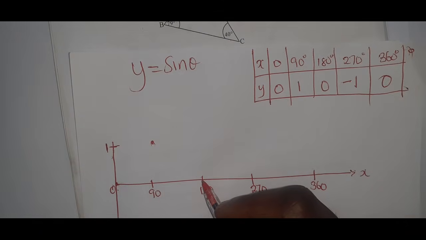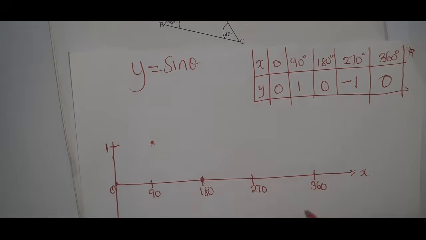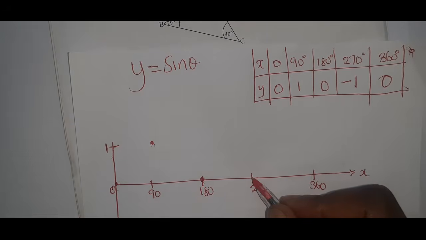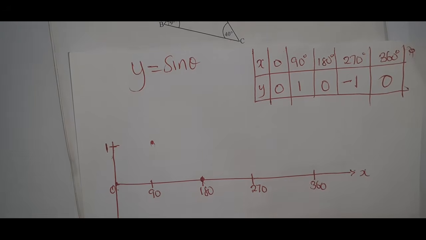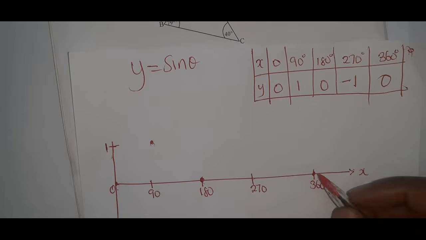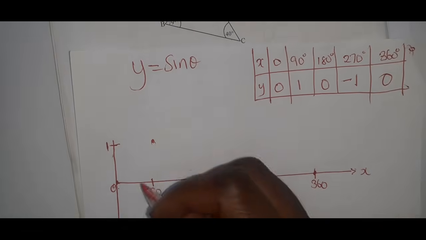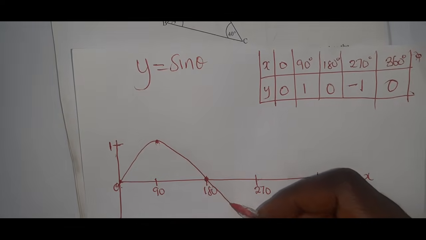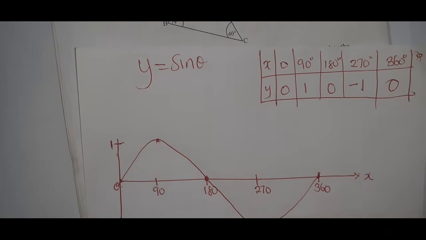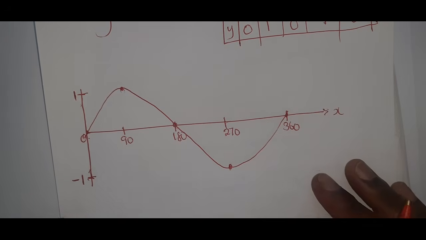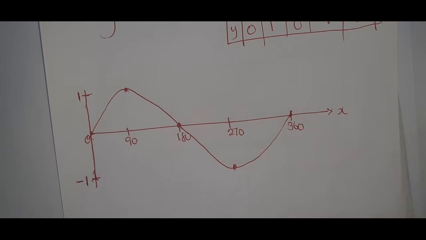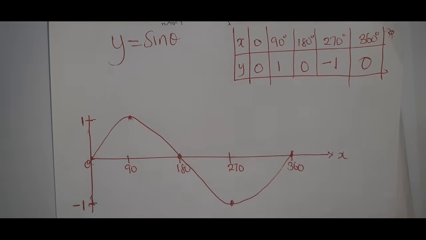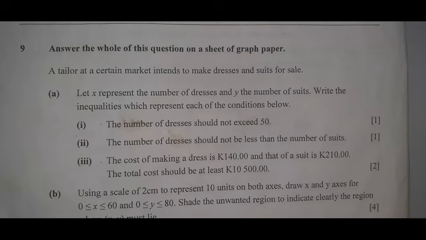Then 180,0 is this same point. 270, -1, it's here. 360,0, that's this point. Then you can join these points like this. So this is the graph that you are supposed to do. Okay? This is the graph that you are going to do. And now we can go to question 9. Okay? So we come to question 9.